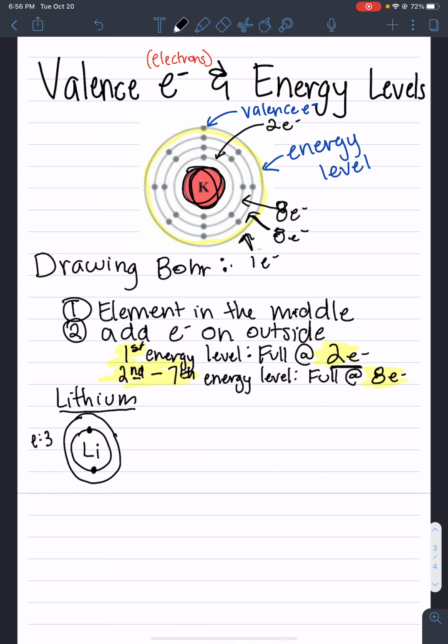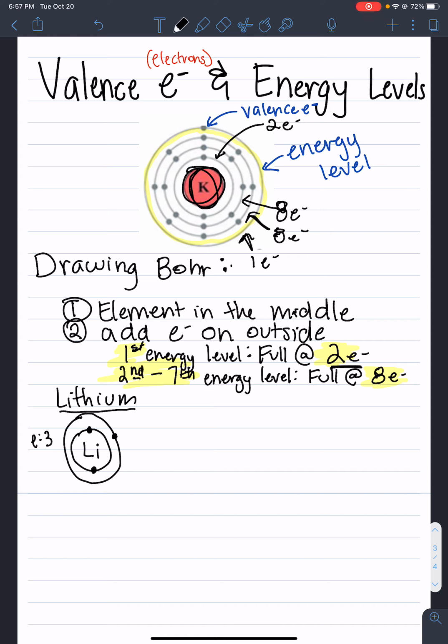We're not going to make this one full, because there's only 3 electrons total. So that's how we're going to draw that. So we switched from our first energy level to our second one because we had 3 electrons, so only 2 could go in the first one, and then the last one had to go in our second energy level. All right, so that's how we do lithium.